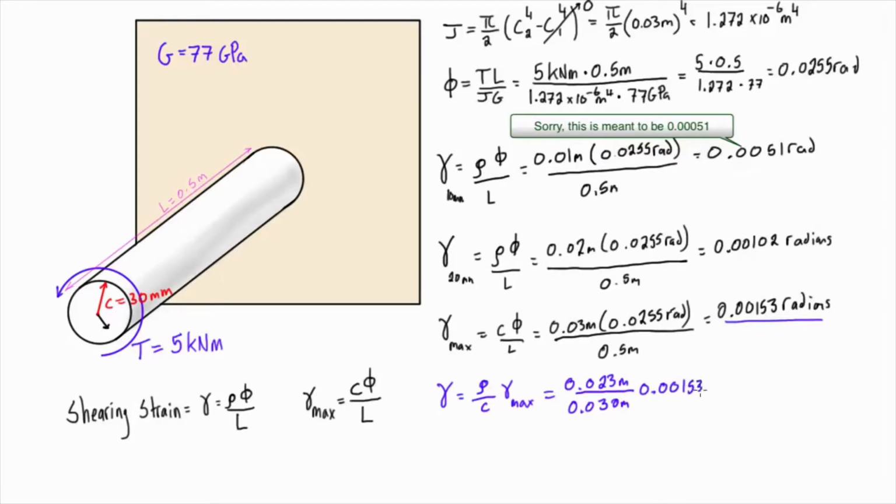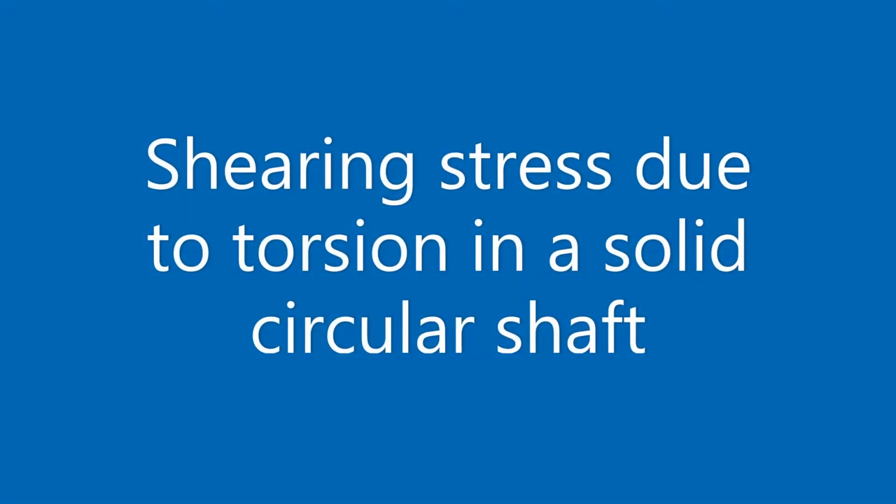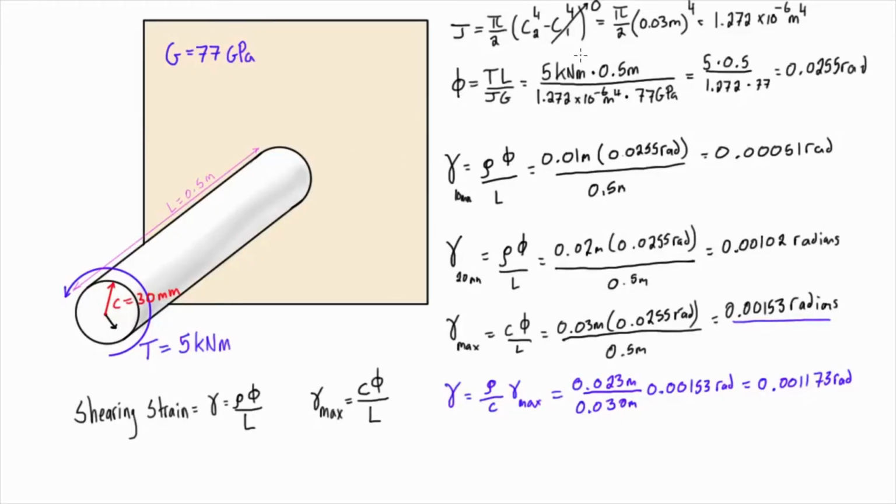0.00153 radians. And when you crunch that, you're going to see that we get 0.001173 radians. That's what you see here, and this was our discussion on shearing strain.